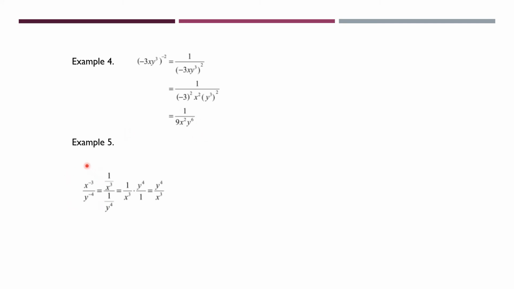Next example, x raised to minus 3 by y raised to minus 4. We can write x raised to minus 3 as 1 by x raised to 3 and y raised to minus 4 as 1 by y raised to 4. Then the answer will be 1 by x raised to 3 into y raised to 4 by 1, the reciprocal of this term. Then the answer will be y raised to 4 by x raised to 3.